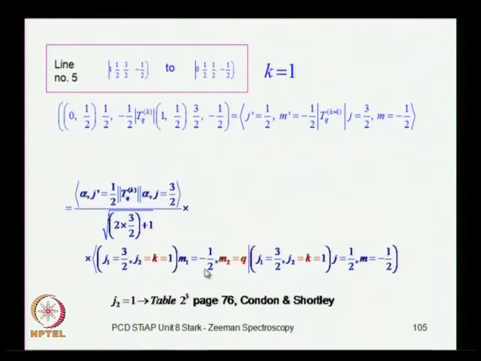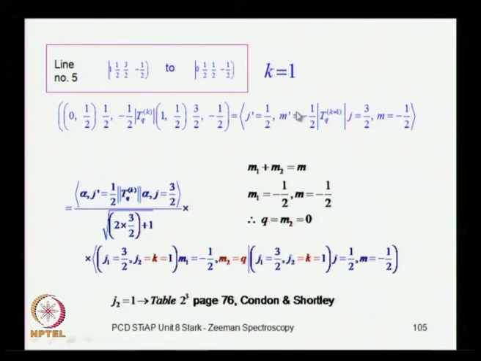Since we know that we are coupling angular momentum J1 equal to 3/2 with J2, which is equal to 1, J2 comes from the rank of the tensor operator which is responsible for this transition, you will use table number 2 from Cohen-Tannoudji shortly.